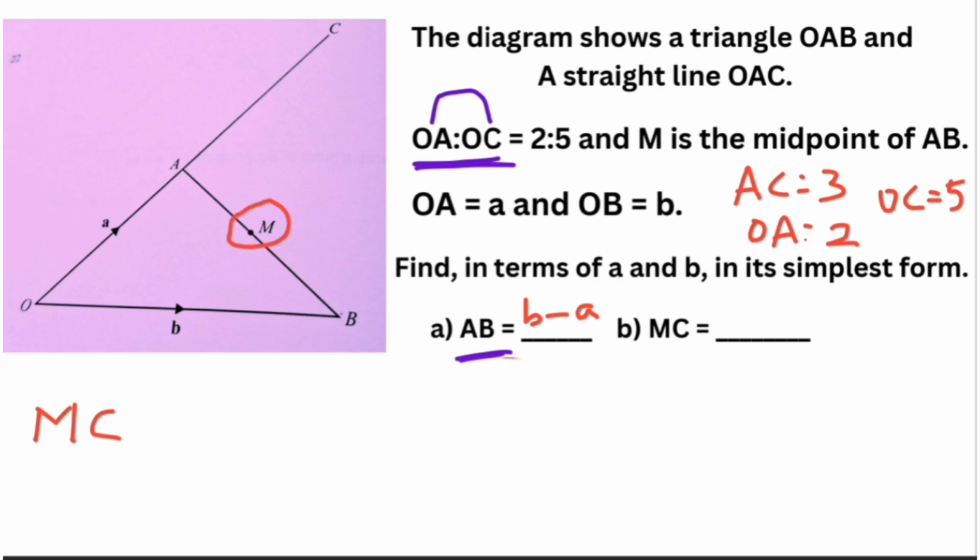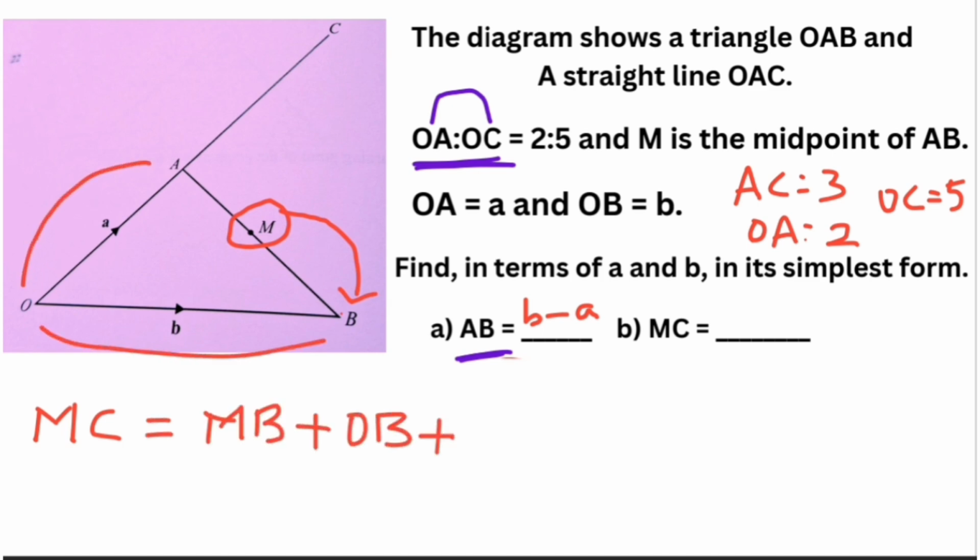So we have to start from M. We have to go to B. MB plus OB plus OA plus AC. Now let's find for the MB.